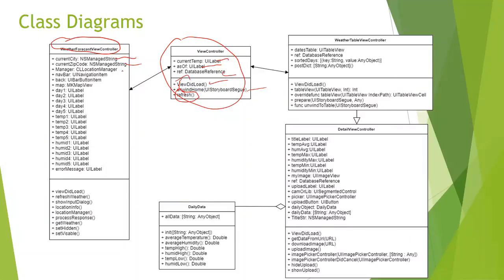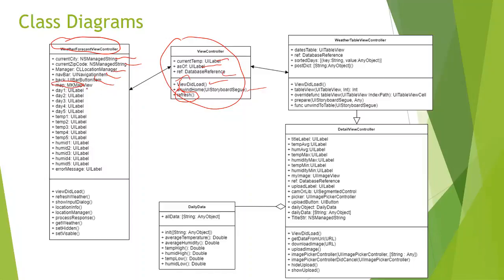And then we have this manager, so that's how we do the geocoding when we get our information. And then we have this navigation bar, so that's just for the back button. And then there's the back button. And here's our map view. So that's the map that shows you where your current city is when you click update location.